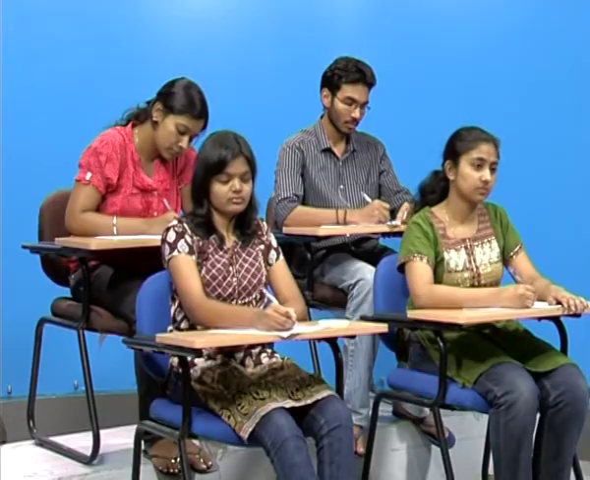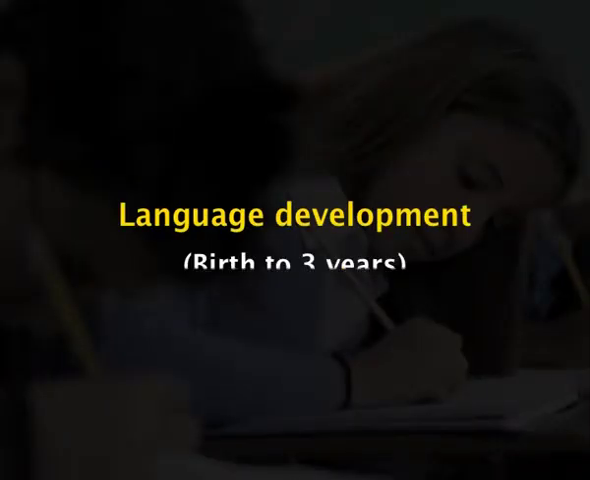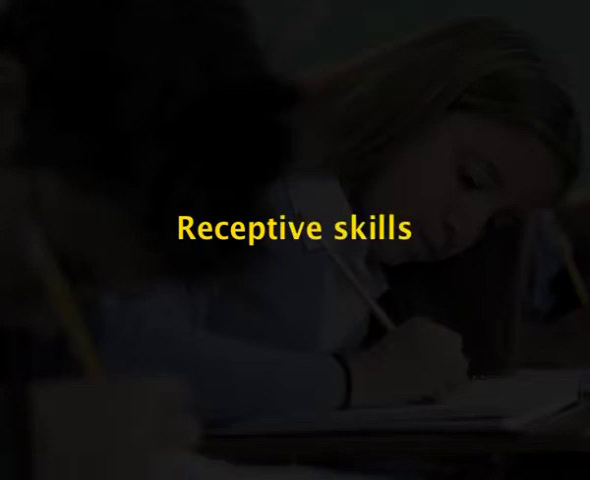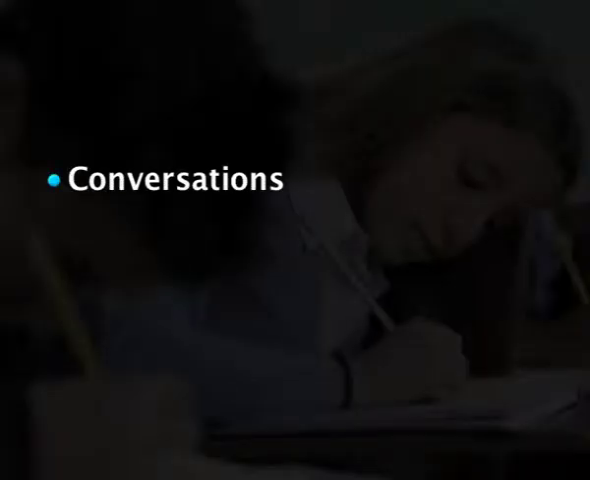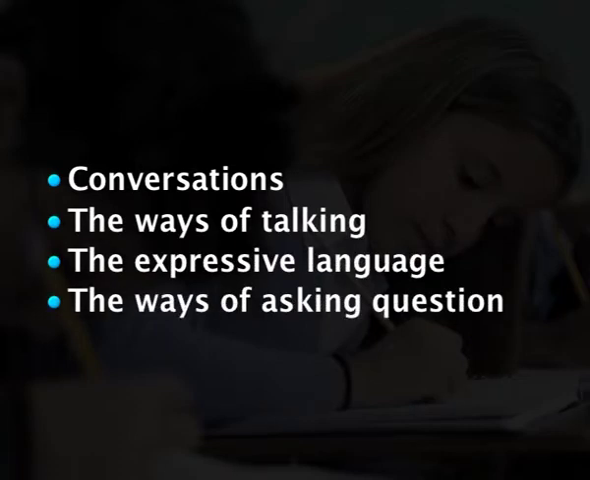After knowing what language development is, and the few words like single sentences, holophrases, now let us move on to see how language develops from birth to 3 years. The ability to process, comprehend, retain and integrate spoken language is called receptive skills. It is what children acquire when they learn to listen and understand conversations, the ways of talking, the expressive language and the ways of asking questions.